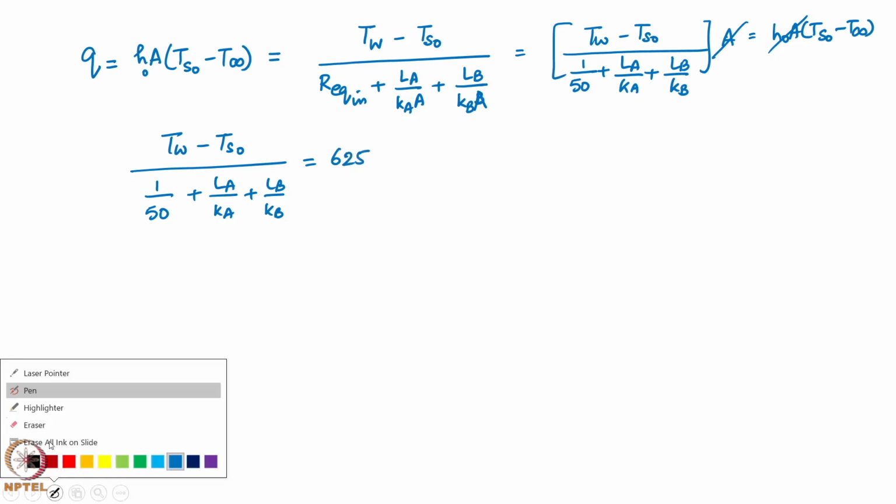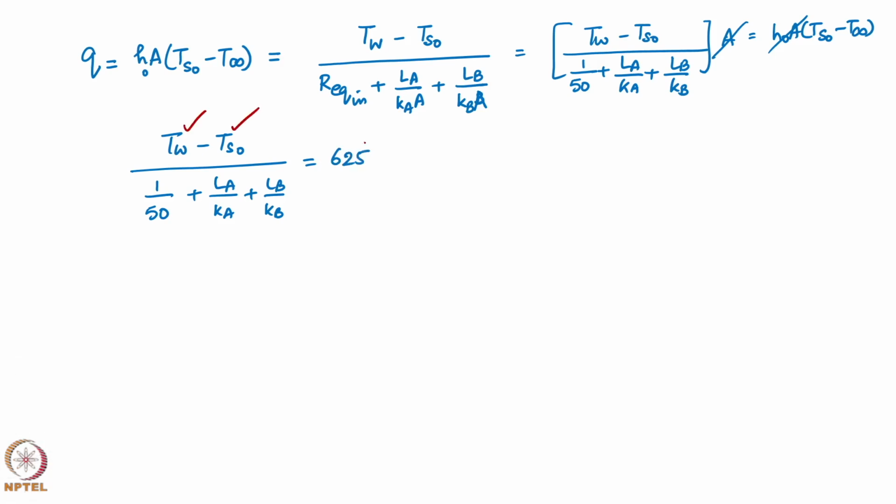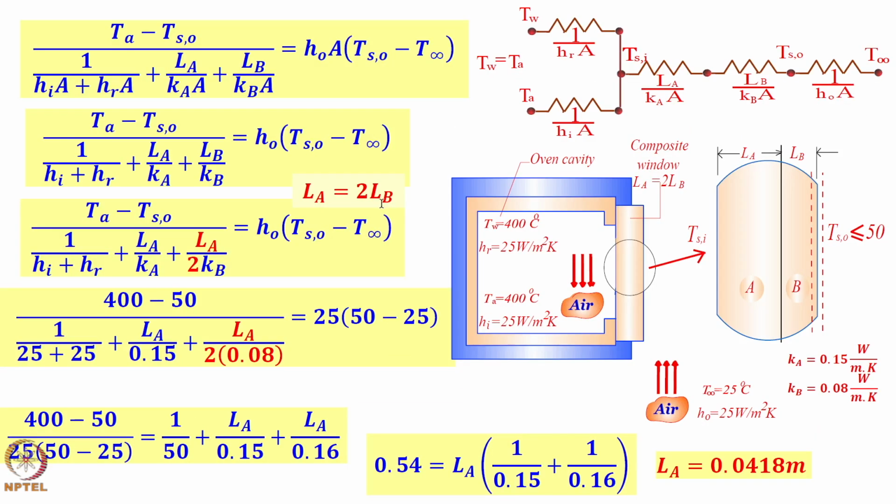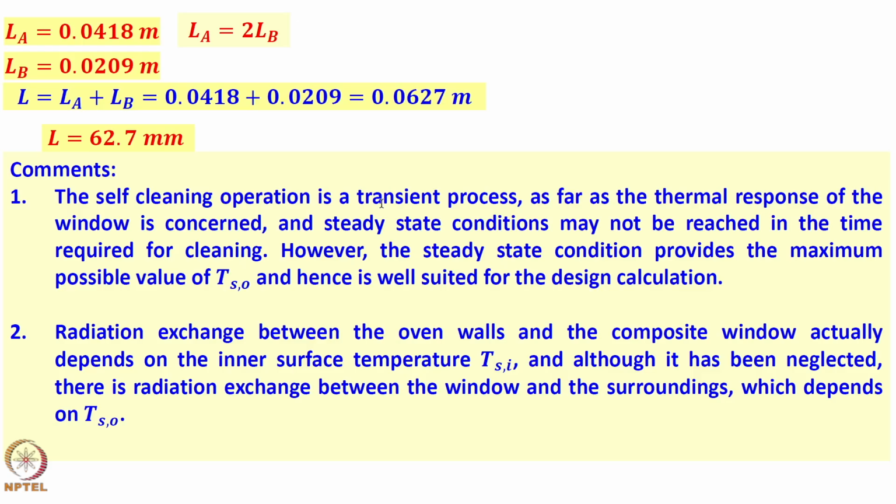Now, it is a matter of putting in the numbers. These two are known, this is known, this is known, this is known, this is known. There is a relationship between L A and L B: L A is equal to 2 L B. Substitute that here and you will get the required answer. Putting all this here, you will get the required answer. L A is 0.0418 meters and L B therefore is half of that.